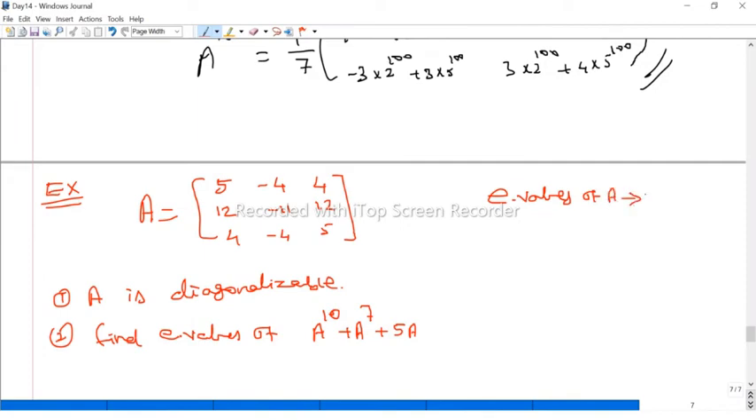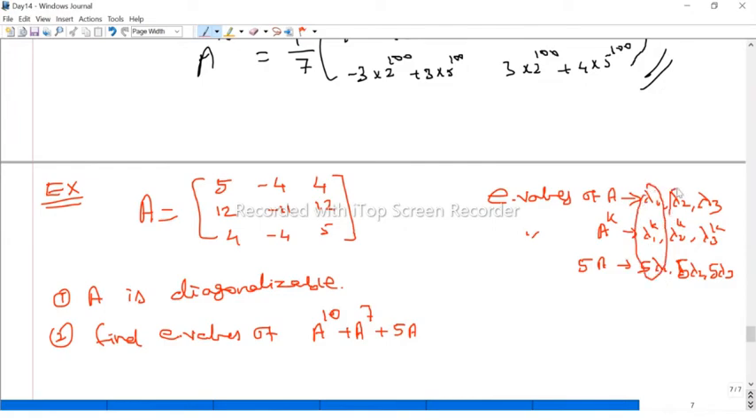Suppose the eigenvalues of A are lambda 1, lambda 2. Suppose we take 3, only for simple case I am taking 3 eigenvalues, lambda 1, lambda 2, lambda 3. Then we know that the eigenvalues of A power k are lambda 1 power k, lambda 2 power k, lambda 3 power k. What are the eigenvalues of 5 times A? You just multiply 5 to each term. So 5 times lambda 1, 5 times lambda 2, 5 times lambda 3. Now just add term by term. So correspondingly we have to add these. This is one of the eigenvalues of the sum.